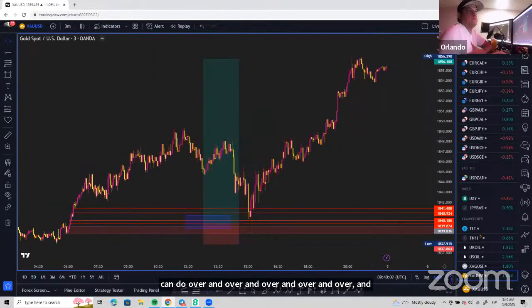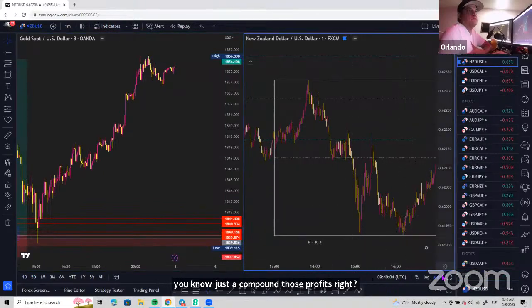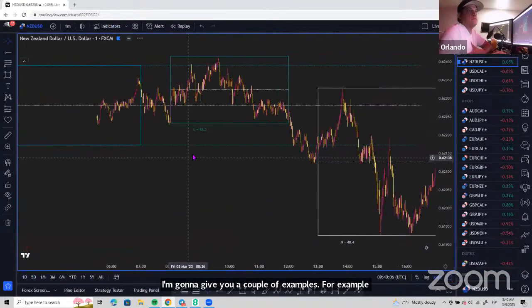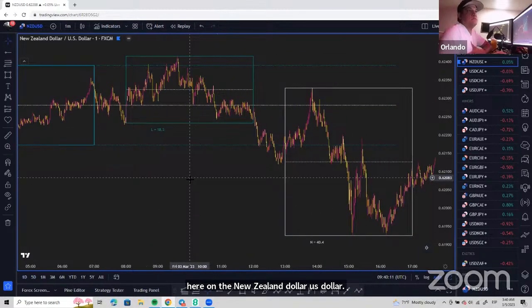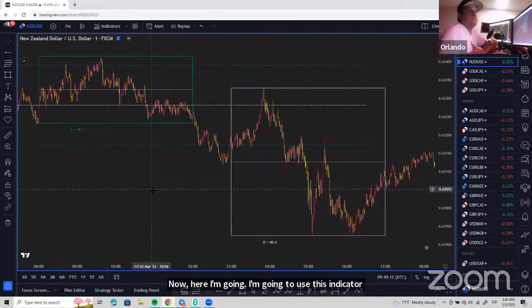I'm going to give you a couple of examples. For example, here on the New Zealand dollar, US dollar. Now here I'm going to use this indicator because I told you that I just trade the London Open and the New York Open, right?